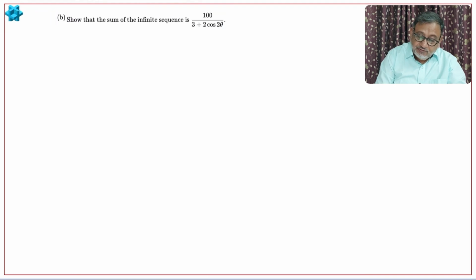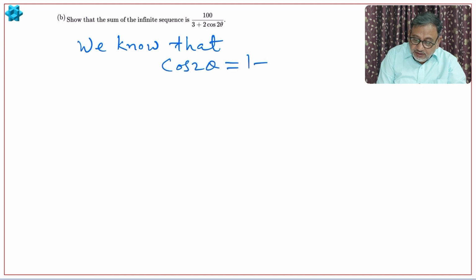Now look here, for the infinite sequence they are writing cos 2 theta. So let us write the value of cos 2 theta. We know that cos 2 theta is 1 minus 2 sine square theta, right? Of course you know it.